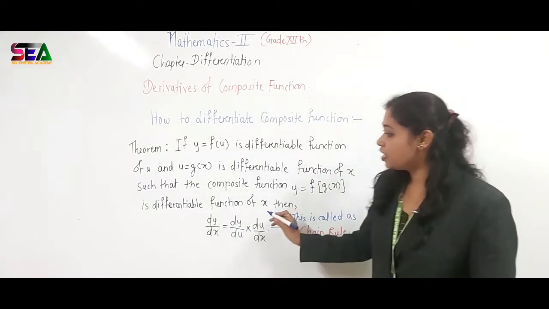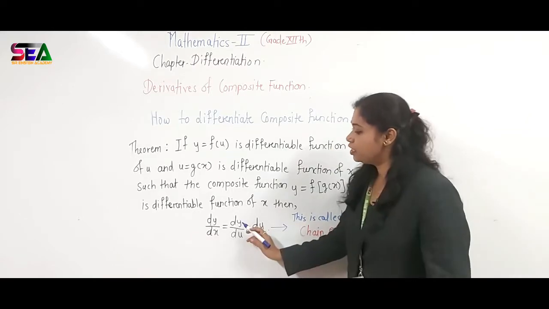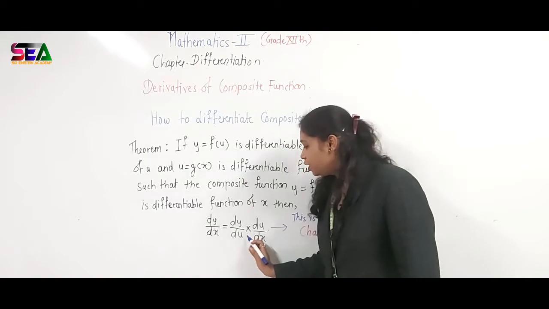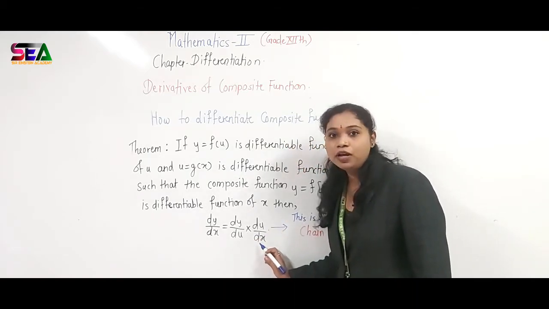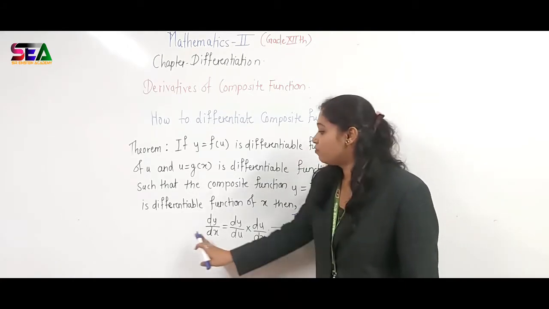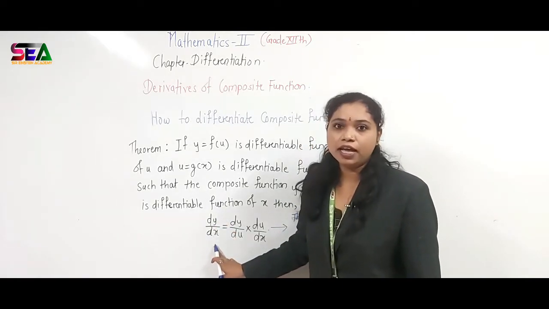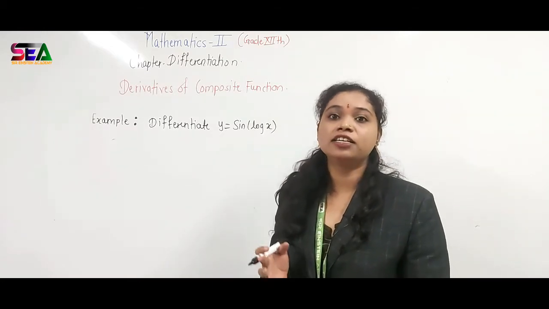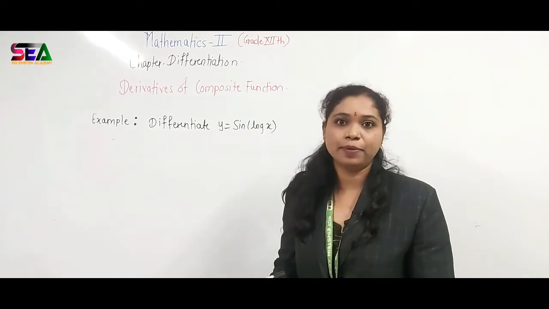So basically, what is the meaning of this notation? dy by du means differentiation of y with respect to u, and du by dx means differentiation of u with respect to x. The product of these two derivatives gives us the final derivative, the differentiation of y with respect to x. We have seen the definition of a composite function and its differentiation by the chain rule. Now let's take an example based on this.